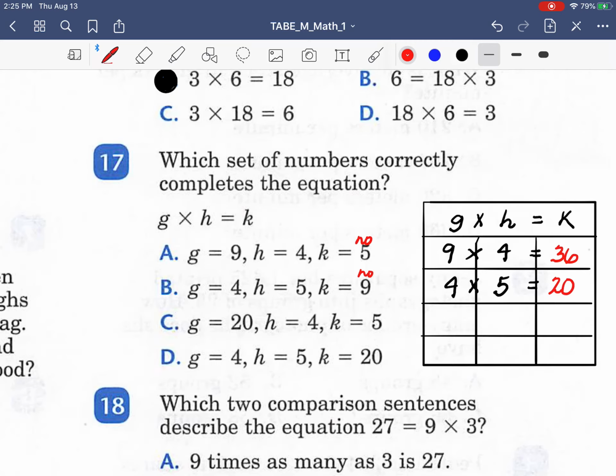Okay, so we haven't found it yet. C says 20 times 4 equals 5. Is that true? No. 20 times 4 equals 80. That is not true. All right, let's try this last one. 4 times 5 equals 20. Is that true? Yes. This is the one that makes sense. It fits. You don't have to use the table, but sometimes that can help you organize your problem a little bit. It's just a strategy. If you like it, use it. If you don't, it's okay.